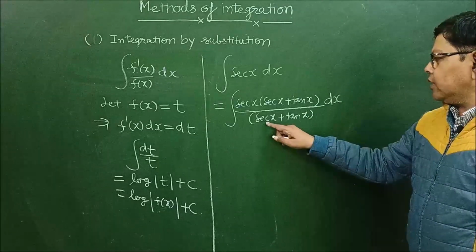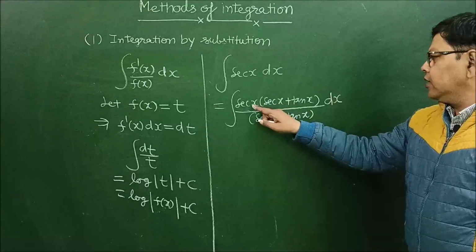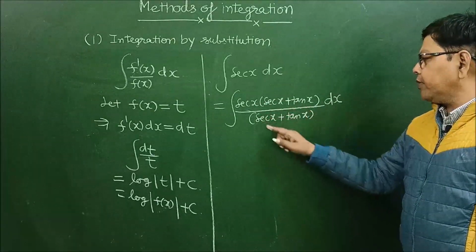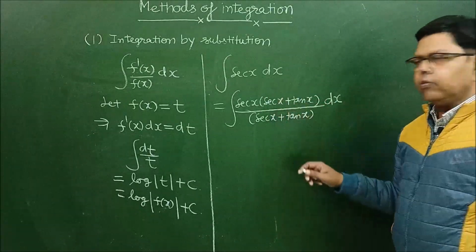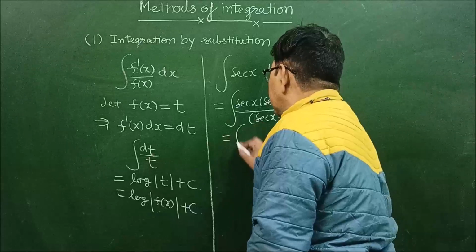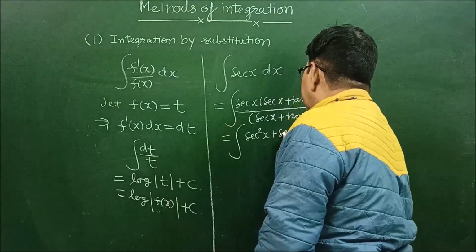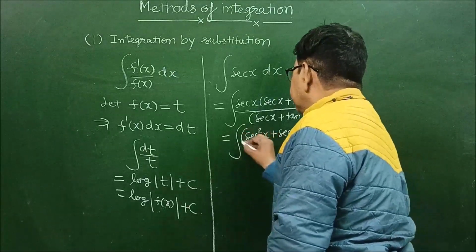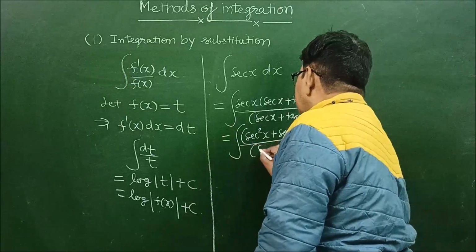So we see that the differential of sec x, that is sec x tan x, is there, and the differential of tan x, which is sec square x, is there. So the differential of sec x plus tan x is now available in the numerator. We can write this as the integration of (sec square x plus sec x tan x) dx upon sec x plus tan x.